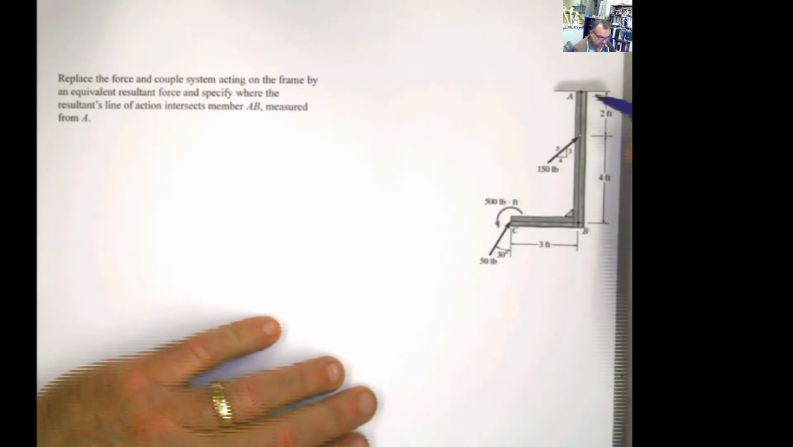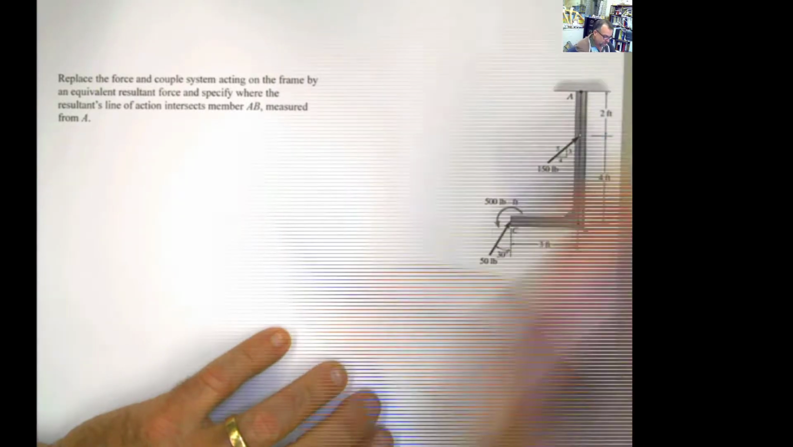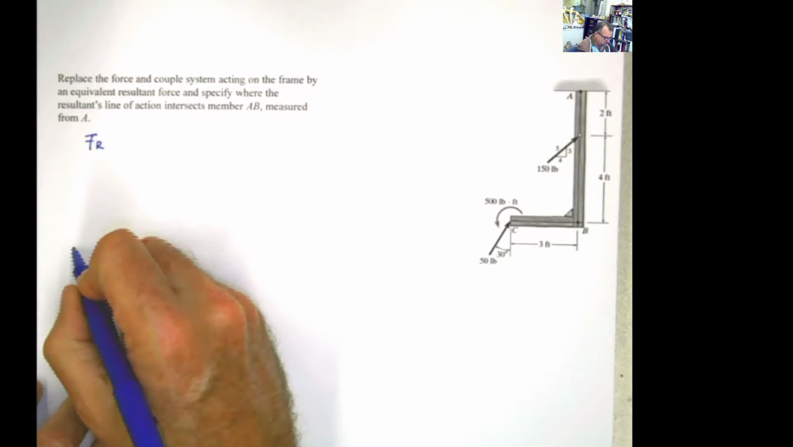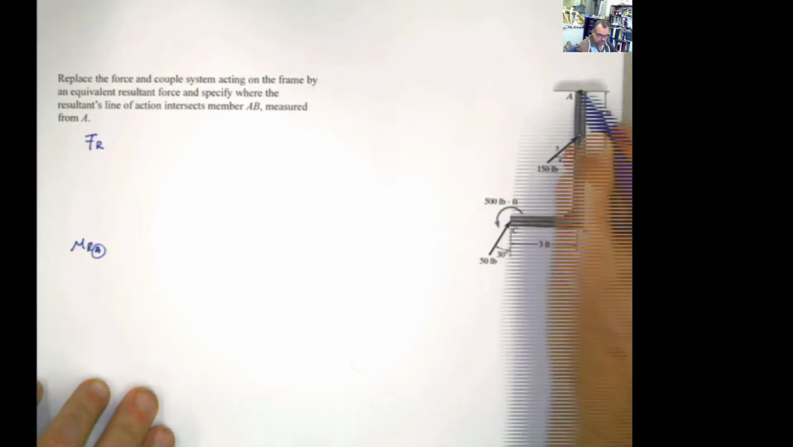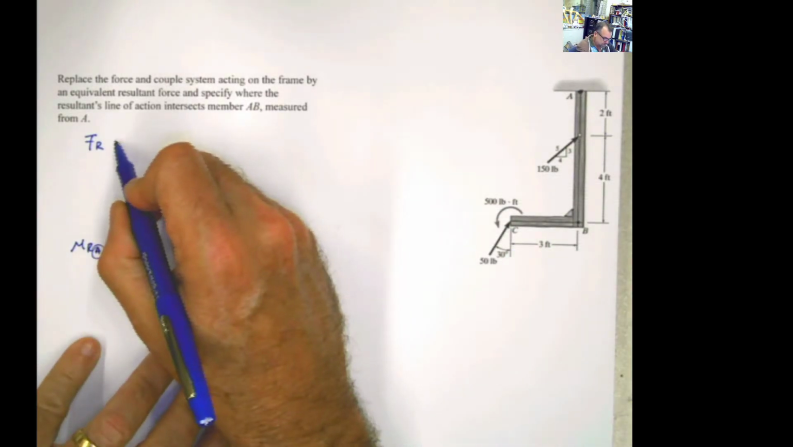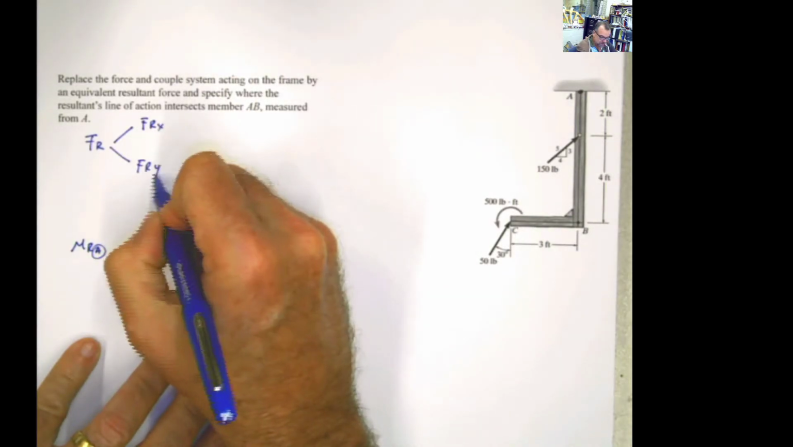So whenever the problem is asking you to find a single equivalent resultant force acting along a line measured from a point, what I want to do is find the resultant force, which is not going to change no matter where I measure it from, but I also want to find the resultant moment with respect to the point that the problem is asking you to measure it from. Now, finding the resultant force is really easy. You just find the resultant force in X and the resultant force in Y.